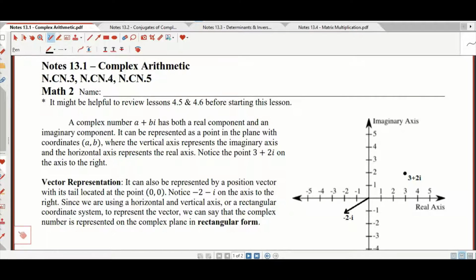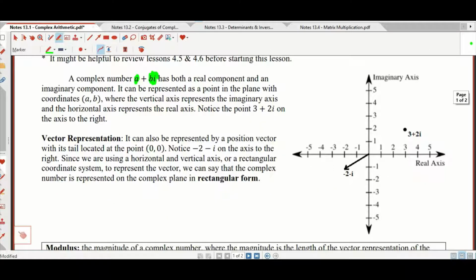A complex number, a plus bi, has both a real component, a, we've talked a little bit about that, and an imaginary component, bi. It can be represented as a point on a plane with the coordinates (a, b), with the vertical axis representing the imaginary axis and the horizontal axis representing the real axis. Notice the point 3 plus 2i on the axis right there. So that could be thought of as 3 plus 2i.